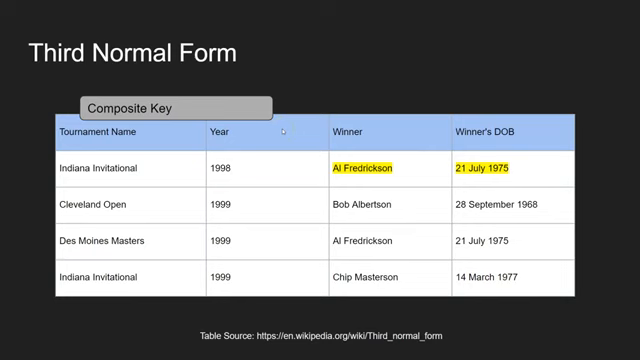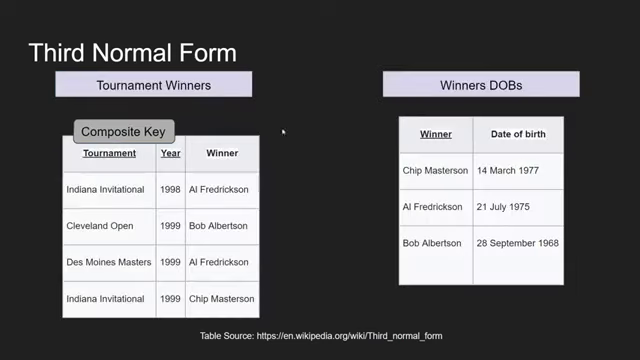So what have we got to do? We've got to fix that. And you could do that by having a separate table of winners here. So for instance here we've got the tournament name, the year, and the winner there. And we have a separate table that says, okay, Al Fredrickson, his date of birth is this. And we split the two.